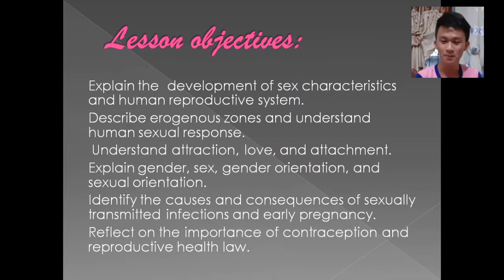So, next, the lesson objectives: explain the development of sex characteristics and the human reproductive system, describe erogenous zones and understand human sexual response, understand attraction, love, and attachment, explain gender, sex, gender orientation, and sexual orientation. Identify the causes and consequences of sexually transmitted infections and early pregnancy. Reflect on the importance of contraception and reproductive health law.